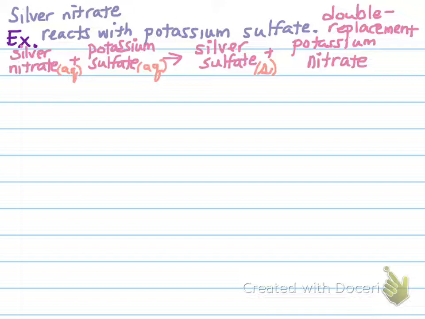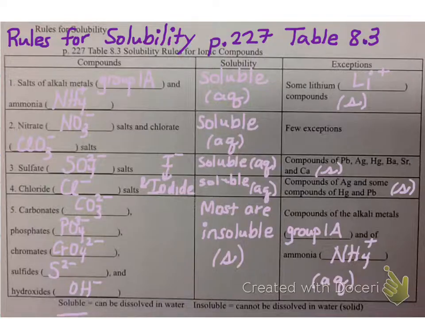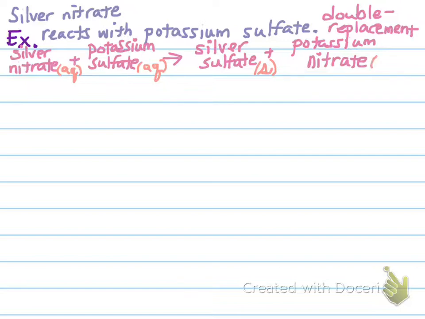So my last compound is nitrate. So again, I'm going to come back and look at my rule. That's rule number 2. And nitrates are soluble with few exceptions. So that's going to be aqueous.